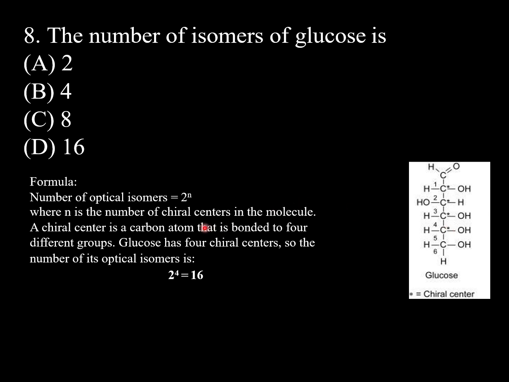Now n is 4. If we put it into the formula, 2 raised to the power 4 equals 16. If we multiply 2 four times, 2 into 2 is 4, 4 into 2 is 8, and 8 into 2 gives 16. So the right option is 16. The number of isomers of glucose is 16.